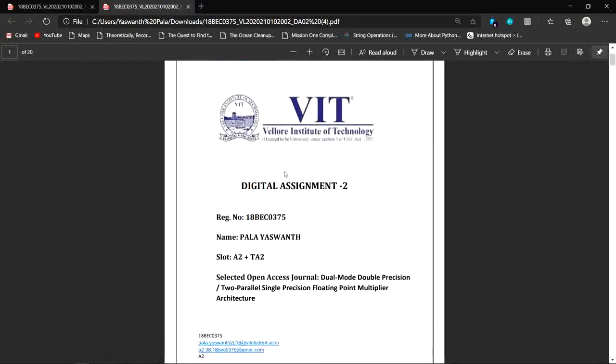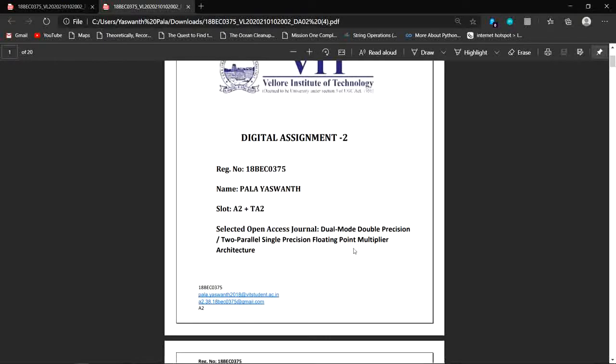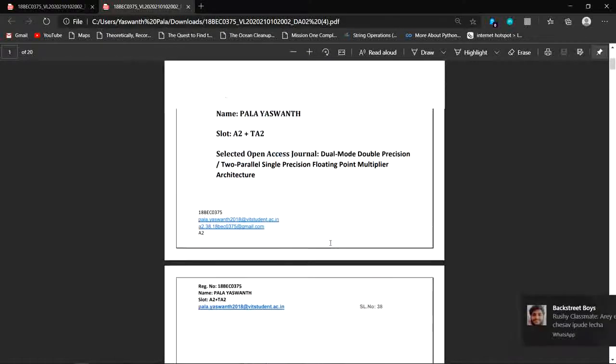The digital assignment was to select a journal related to the topic given, floating point analysis, covering different algorithms like addition, multiplication, subtraction, division, or the precision carried out in it. I have selected the journal on a dual mode, double precision, two parallel single precision floating point multiplier architecture. I'm going to clearly explain the architecture of the journal I have selected.